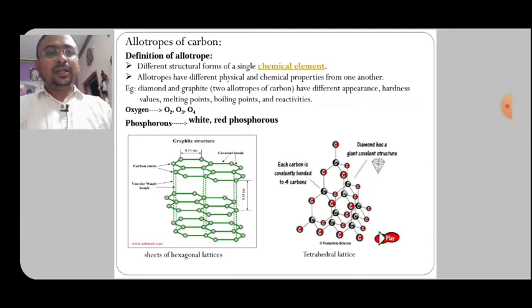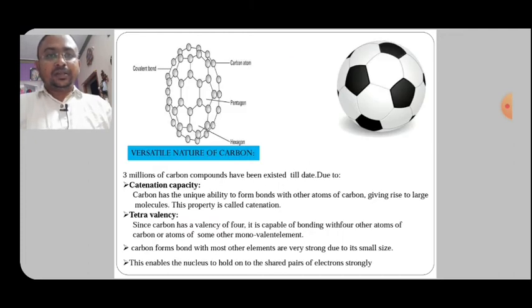Here if you take the diamond and graphite, the graphite has sheets of hexagonal lattice, but the diamond has a tetrahedral lattice. The diamond does not conduct electricity because the valency electrons are shared with 4 carbon atoms and form a tetrahedral lattice. But in the case of graphite, it has free electrons and those free electrons are helpful for conducting electricity.